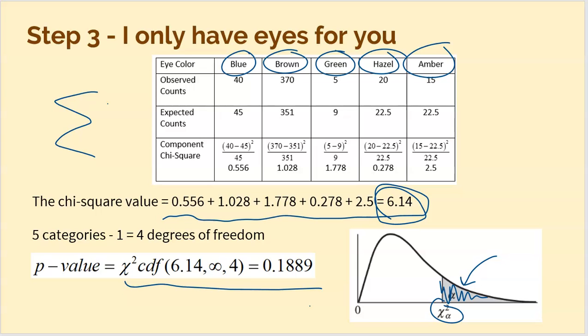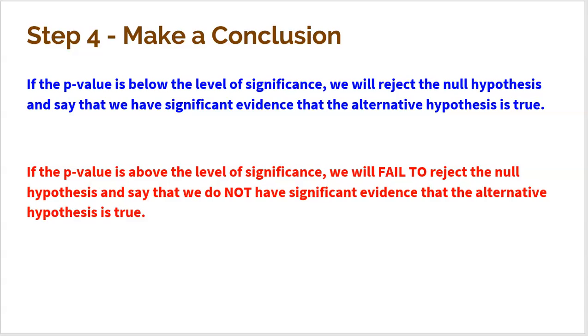Now, step 4 is, of course, making the conclusion, which we should be really good at by now because this is literally the exact same as it's been for the last 2 units. If the p-value is below the level of significance, we will reject the null hypothesis and say that we have significant evidence that the alternative is true. Of course, we have to put some context in that. Now, remember, the level of significance is alpha, and typically we go with 1 or 5%. If a problem does not tell you, then you get to pick whatever you want, 1 or 5%.